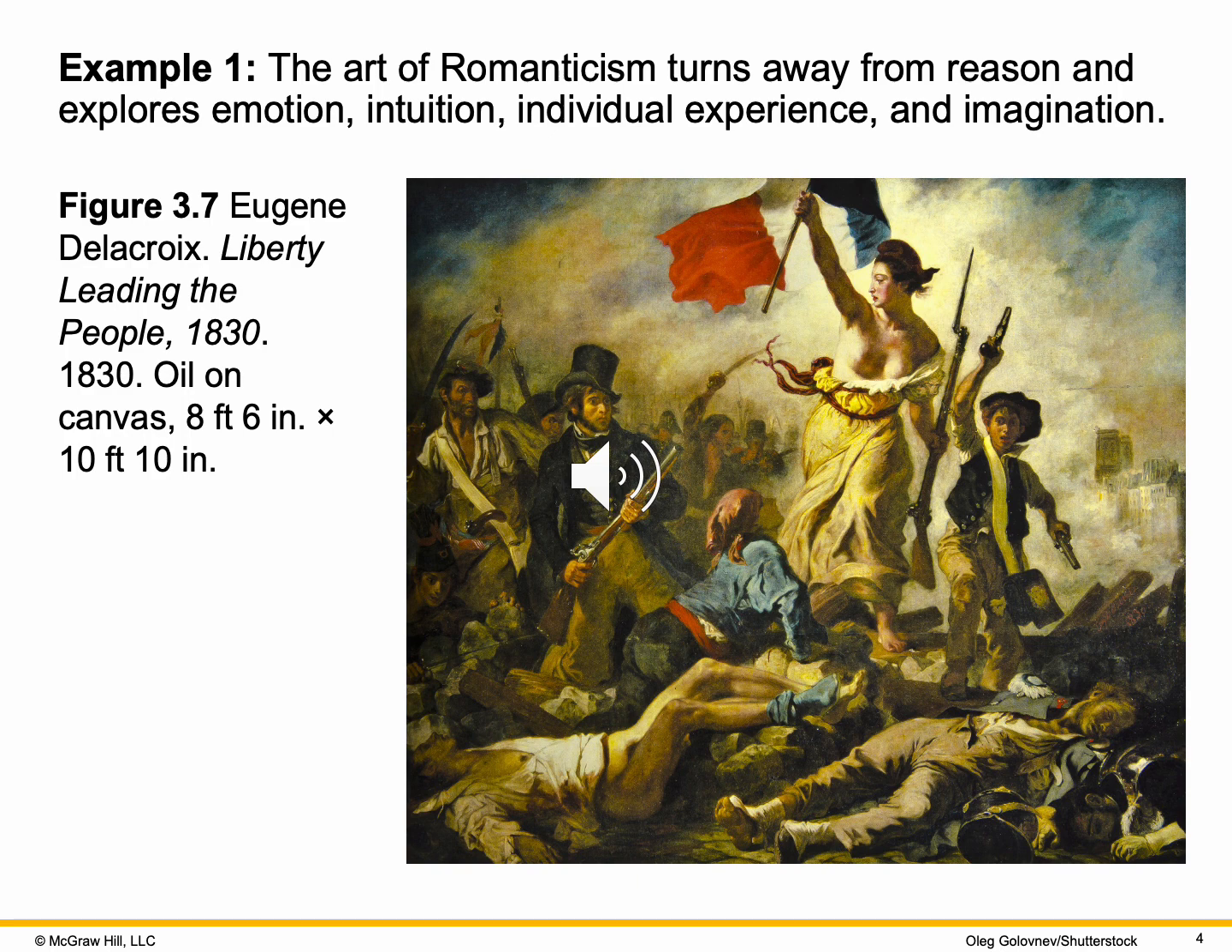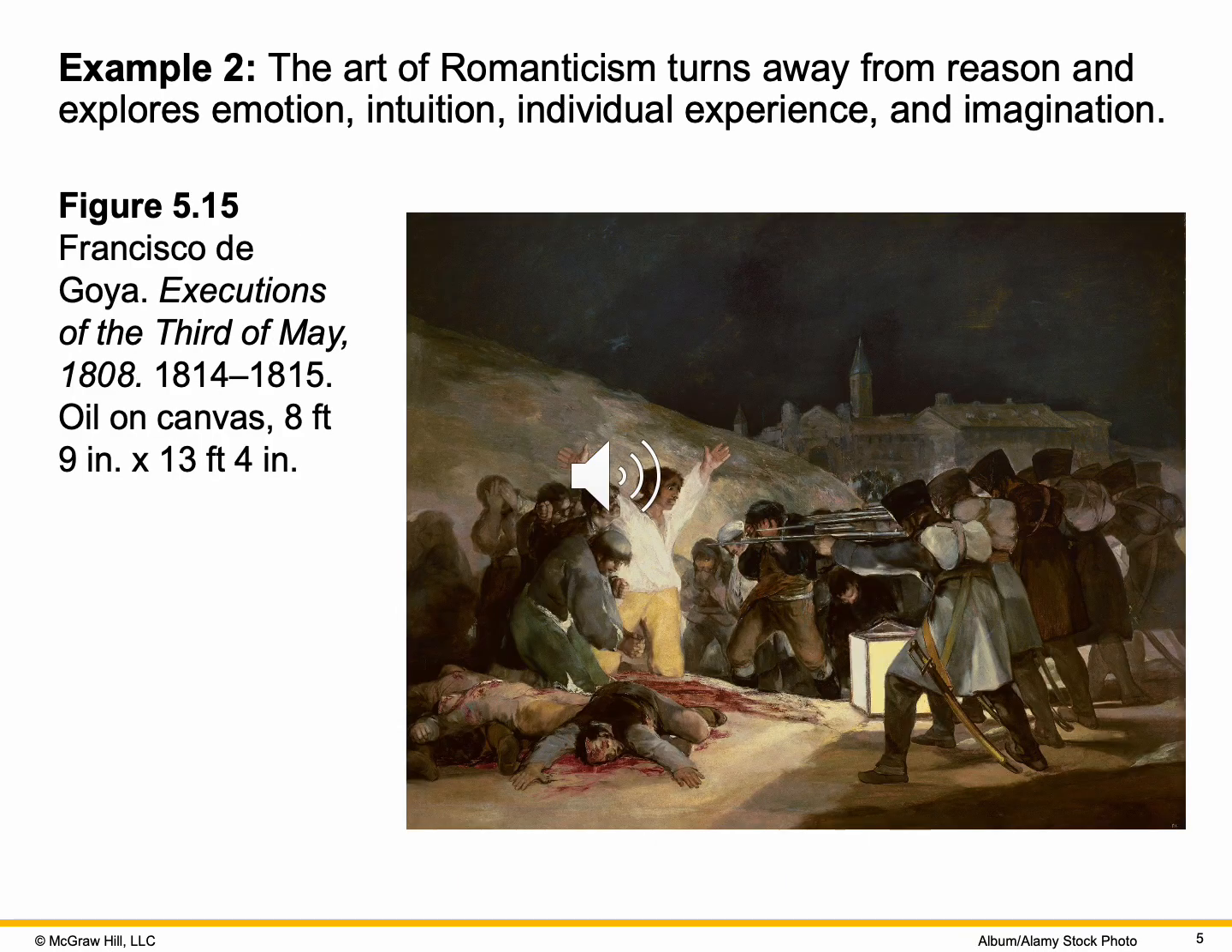Rebelling against those, Romanticism urged the claims of emotion, intuition, individual expression, and above all, imagination, as seen here in Delacroix's Liberty Leading the People, a painting which highlights the turmoil of violent uprising and also the results of victory as well as tragic sacrifice. Example 2. Francisco de Goya's Executions of the 3rd of May.